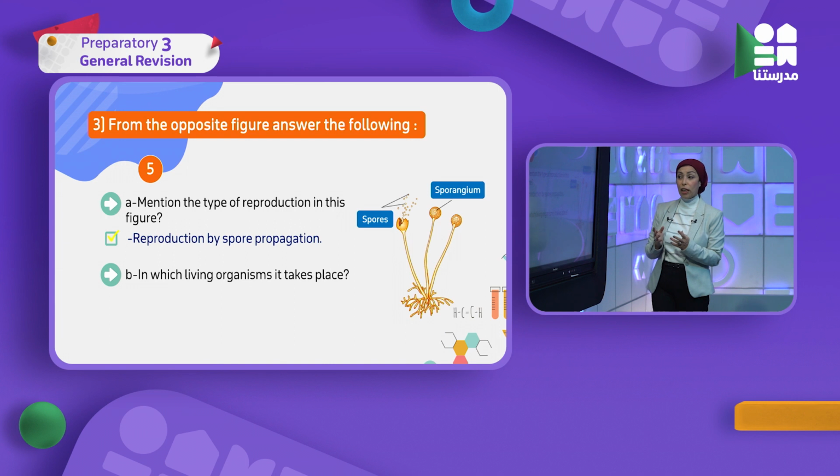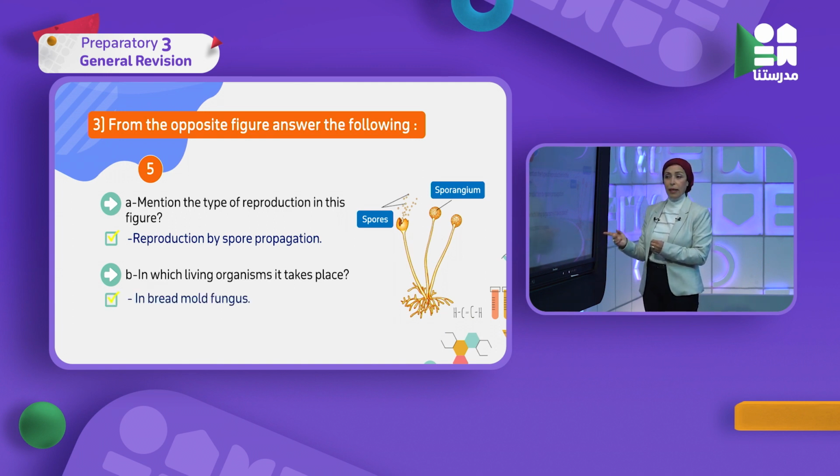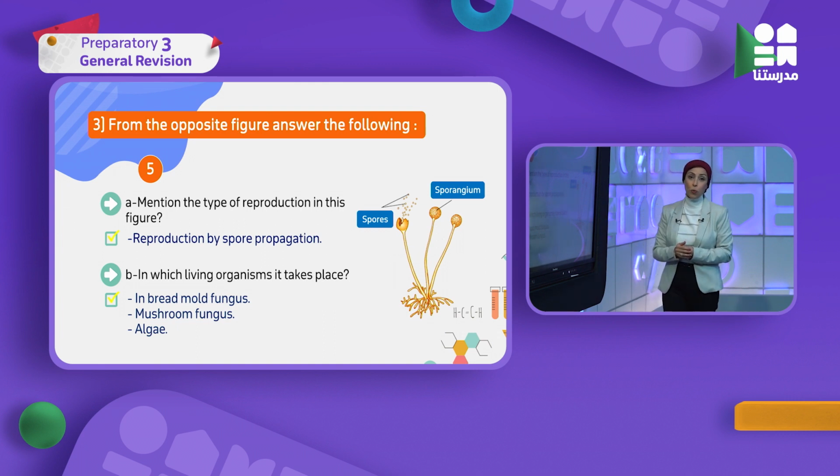In which living organisms does it take place? في أي نوع من living organisms أو he mentioned some types of organisms اللي بتعمل reproduction by this sporangia أو بالspore propagation. You know bread mold fungus قلنا اللي هو بيعمل spoiling للفود either fruits or bread or whatever. إيه تاني؟ mushrooms fungus. إيه كمان؟ algae. All those living organisms are reproducing by spore propagation.